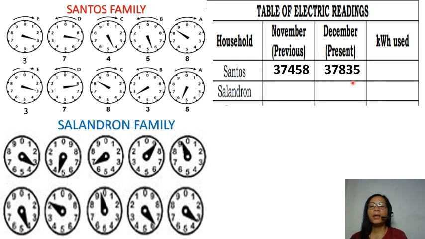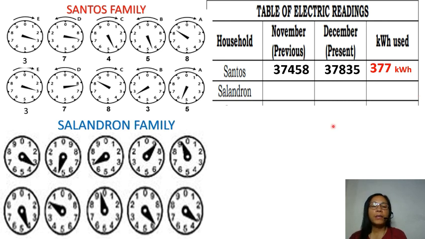Now, tandaan, you have present minus previous. In your scratch paper or scratch notebook, you can arrange your numbers. Si present sa taas, si previous sa baba. Write the numbers in column para hindi kayo malito. Okay? Kagaya ng ipinakita natin kanina. So, present minus previous, you have 37835 minus 37458 kilowatt hour. The consumption of Santos family is 377 kilowatt hours. You can use your calculator to make it sure, okay?